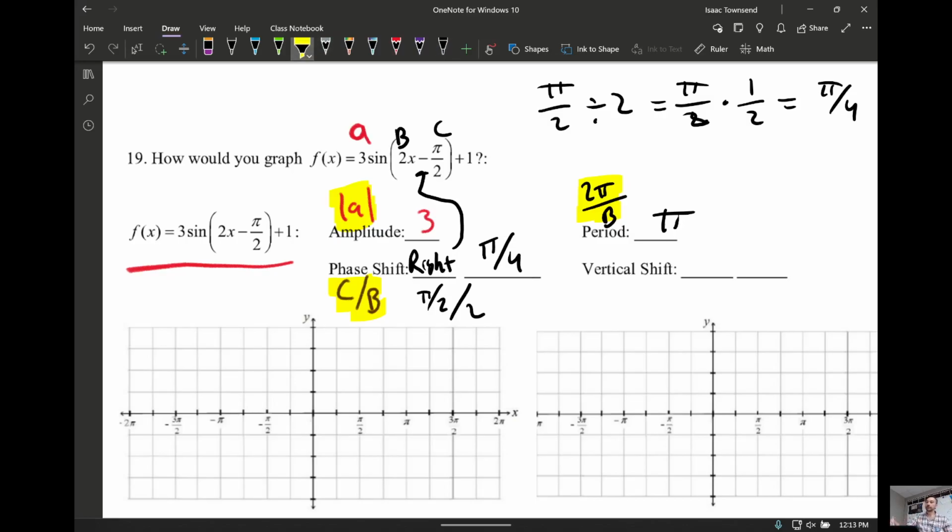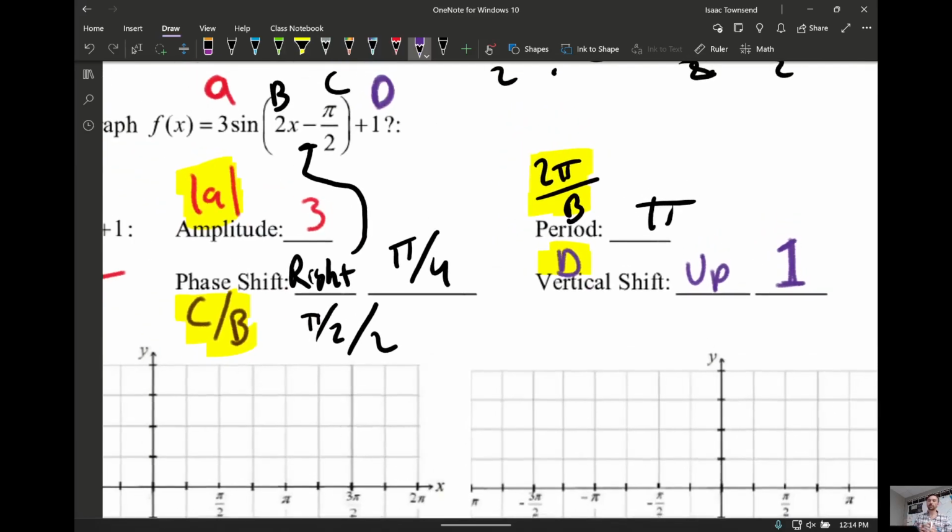And then if you want to call vertical shift a formula, it would just be D, where D is the constant at the front or end of the question. If it's positive, you're going up. If it's negative, you're going down. And whatever D is, that's how much it's going up or down. So before we can move into the graph piece, are you guys okay with where all those computations came from?